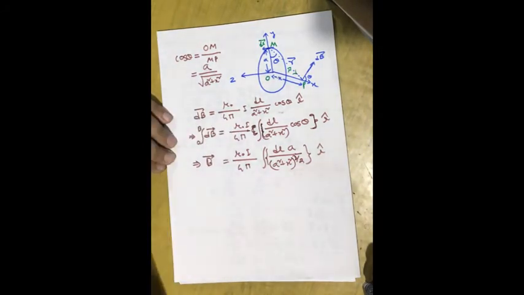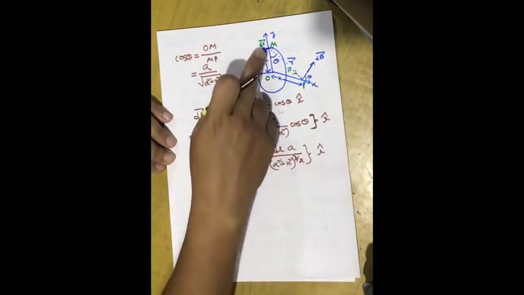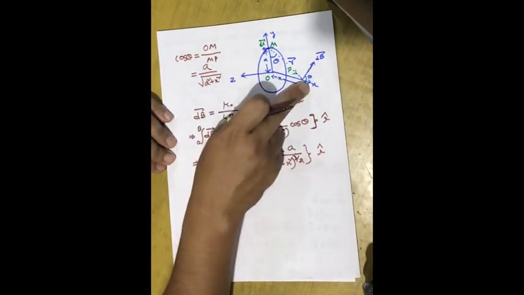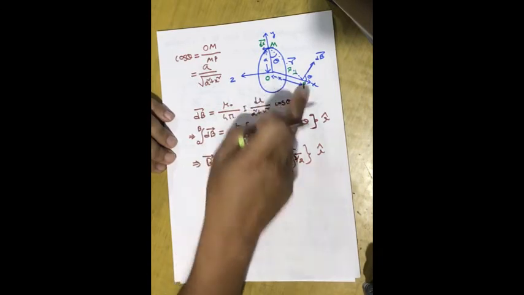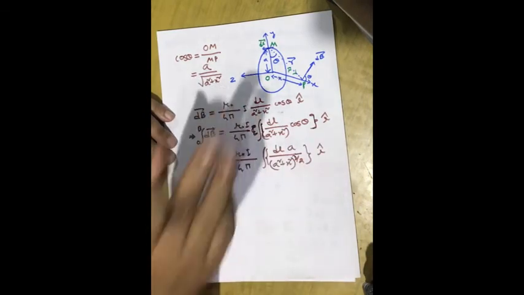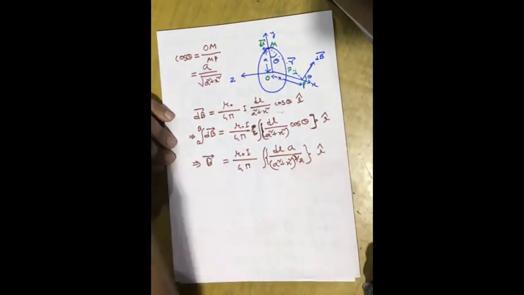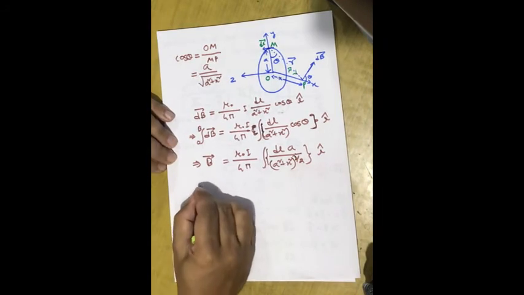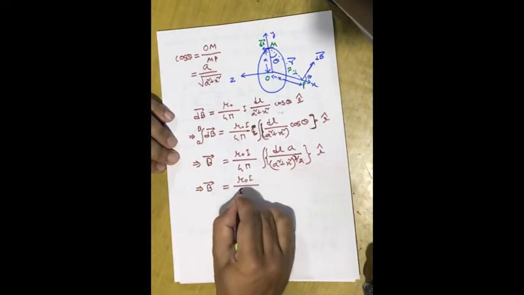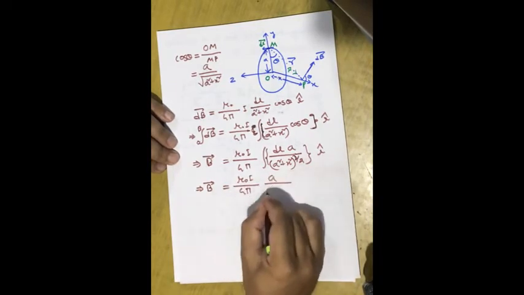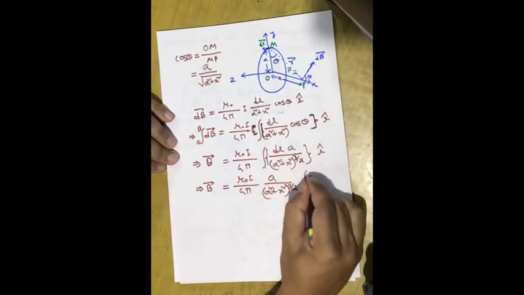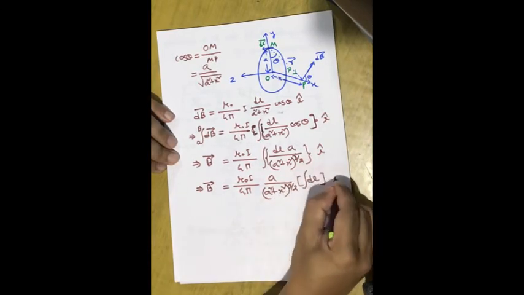You see now in the denominator, a is the radius of the loop. It is a constant quantity. And for a fixed point P, x is also constant. So a divided by a square plus x square to the power 3 by 2 for this particular case is a constant quantity, so we can take it out of the integration sign. So mu naught I divided by 4 pi, a square plus x square to the power 3 by 2, integral of dl into i cap.